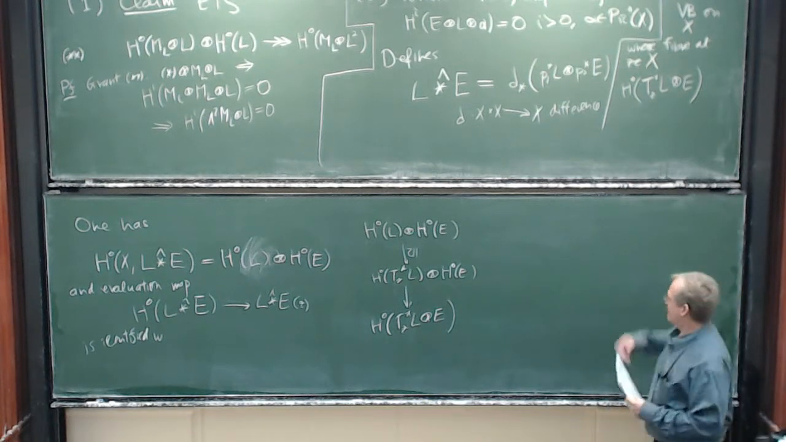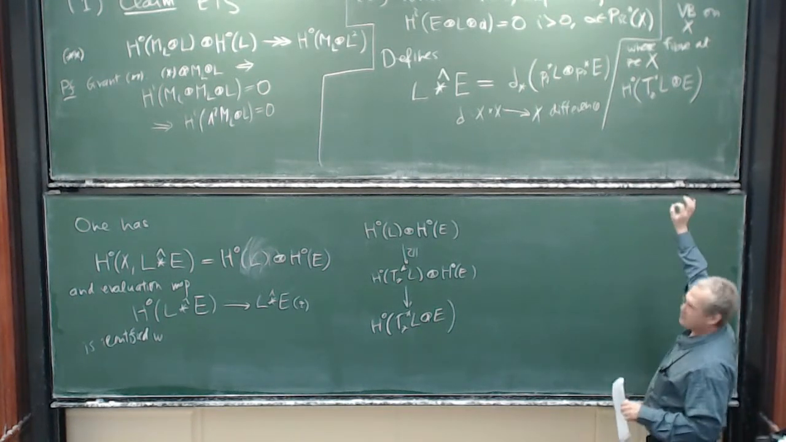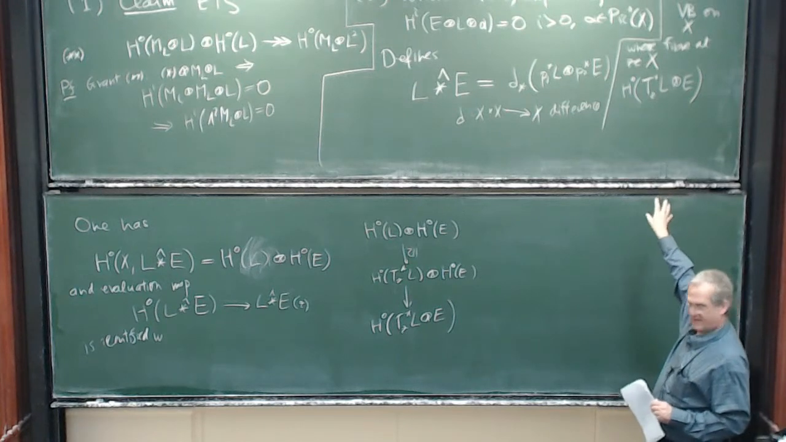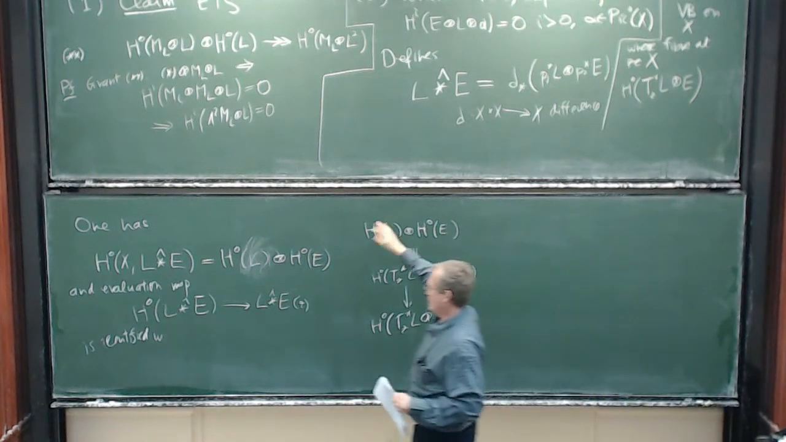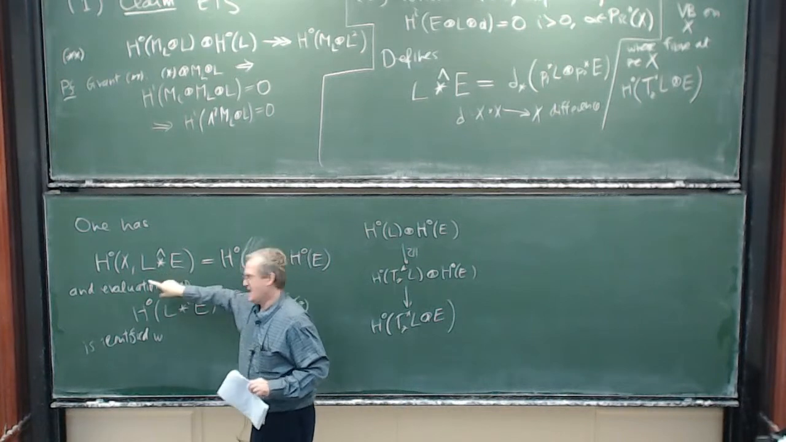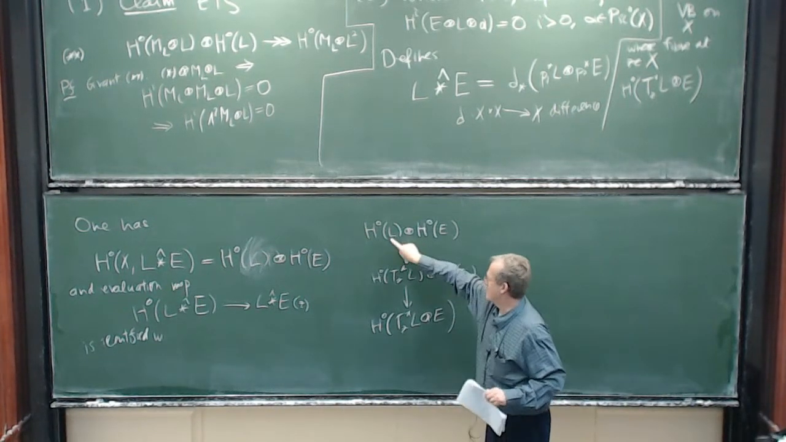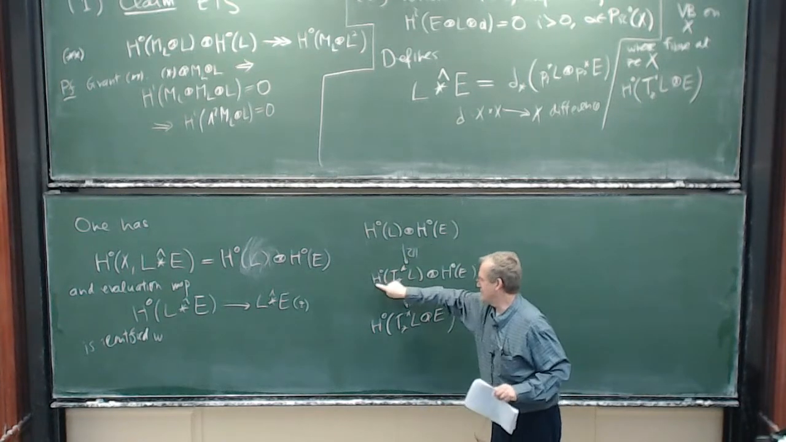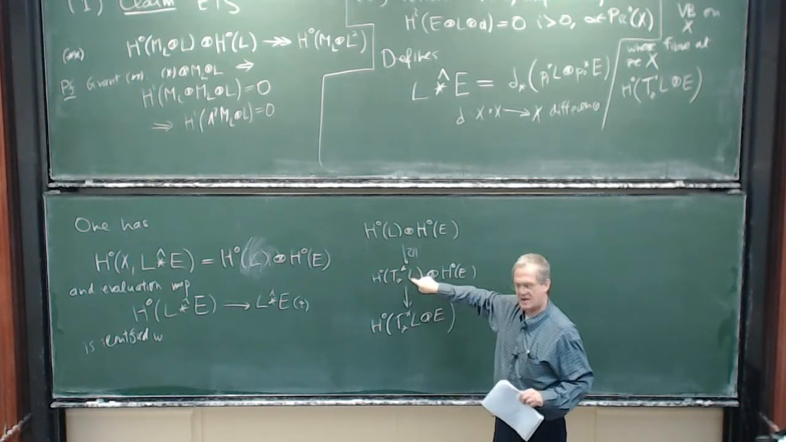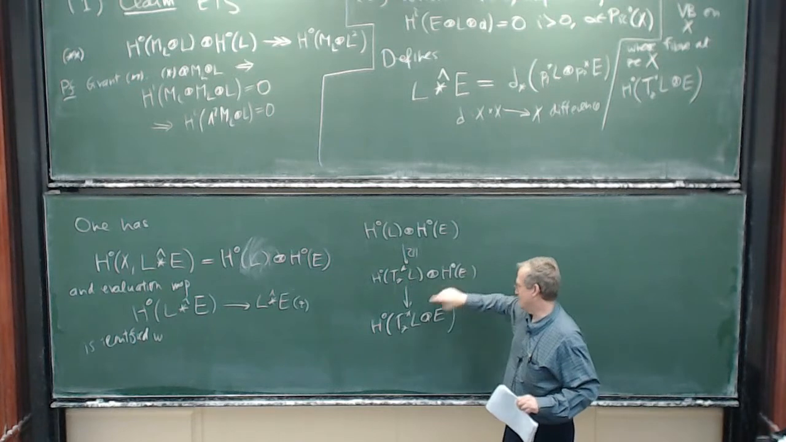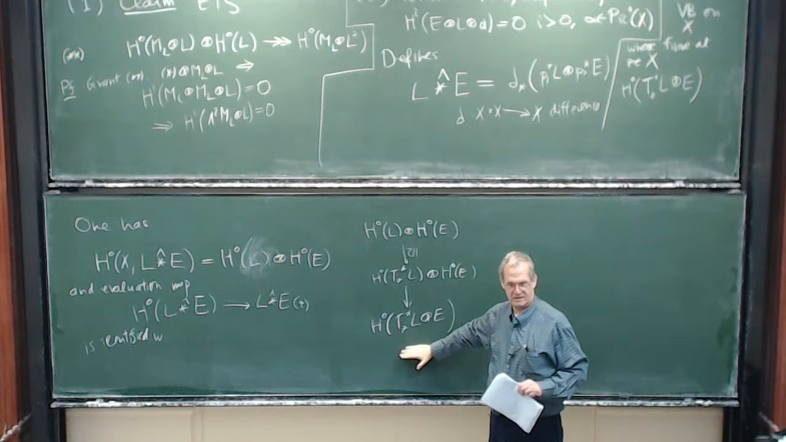So what's the upshot of this? He's written down some huge vector bundle on the abelian variety, and we know what the sections of that vector bundle are. If we evaluate the sections at a point Z, then we're really looking at the multiplication map from H^0 of the translate of L tensor H^0 of E to H^0 of L tensor E.